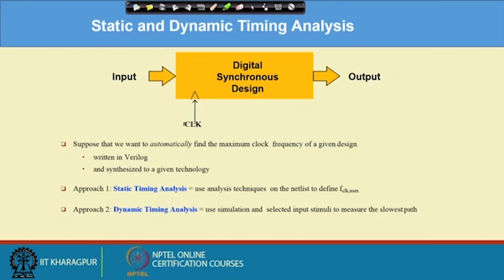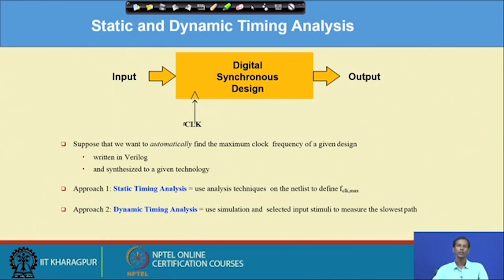That is why our primary intention is always to maximize this clock frequency. And whenever we have to calculate this clock frequency, we have to do this timing analysis. How can you do it? Timing analysis can be done in two ways. One is static timing analysis, another one is dynamic timing analysis. So, what is static timing analysis? Static timing analysis uses analysis techniques on the netlist to define this f clock max.